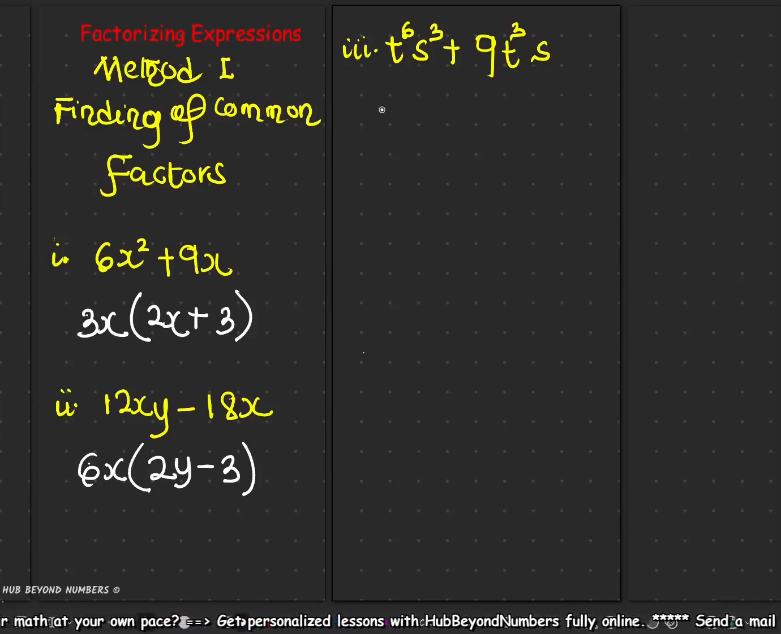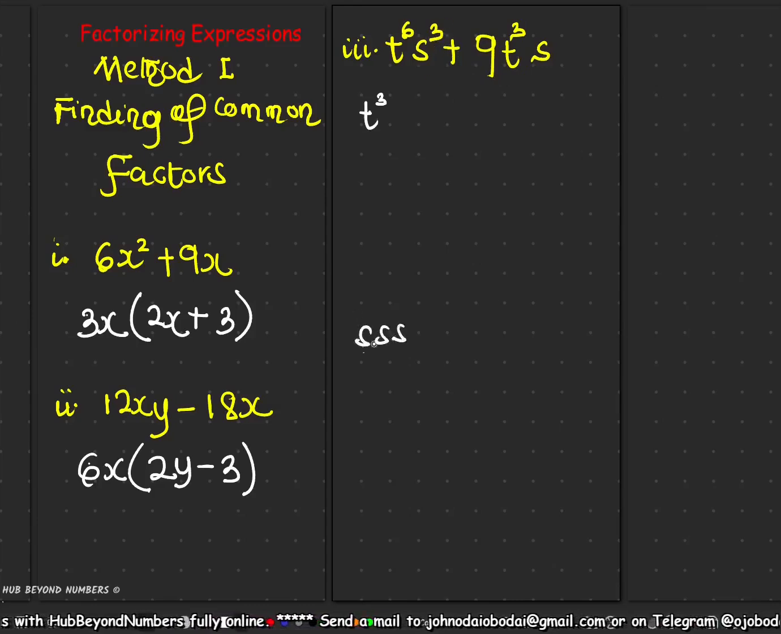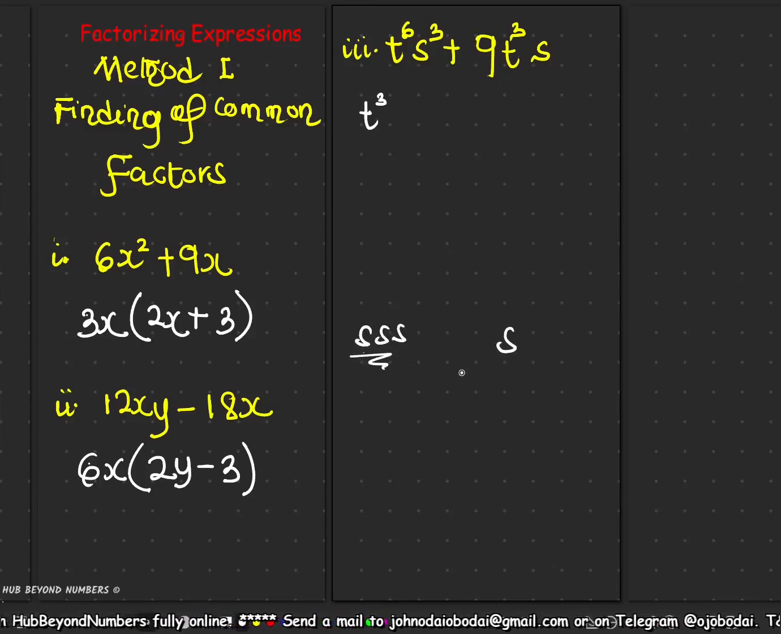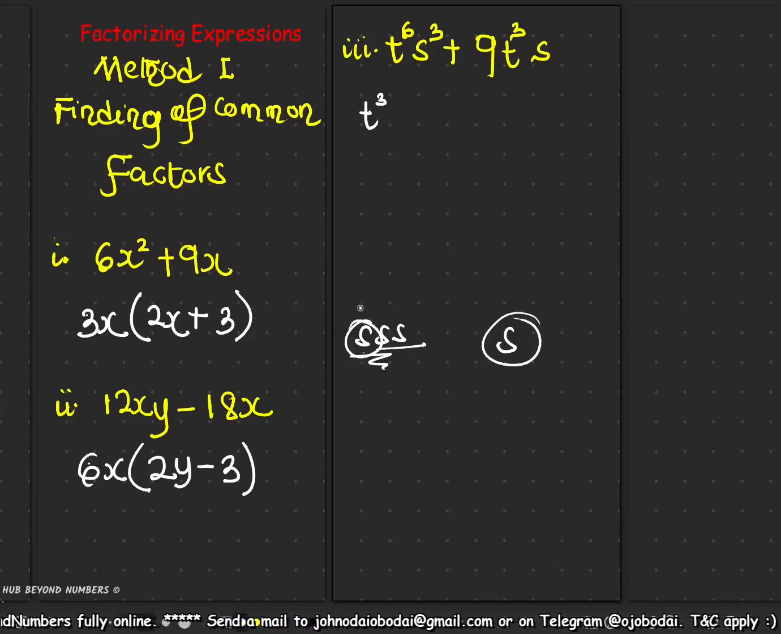Then we now come to t. There are 3 of the t's here, whereas there are 6 here. What is the common factor? It is 3 of the t. Because as there are 3 t's here, we can find 3 t's also over here. So we would write t cube here. Then we look at our s. There are 3 of the s's over here, whereas we have just 1 here. So how many s do they have in common? It's just 1. You see? So we have s over here.